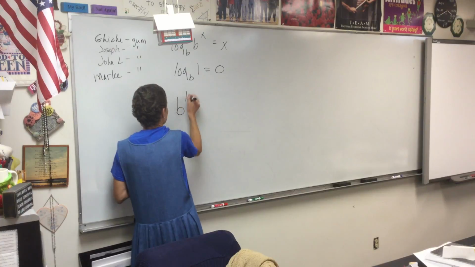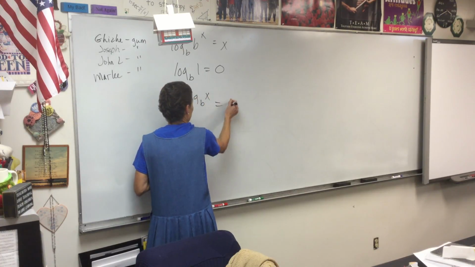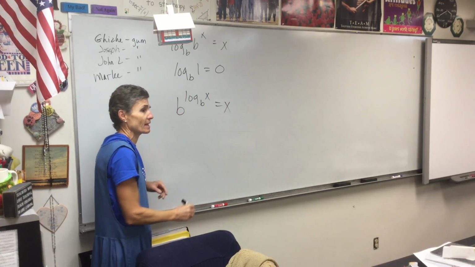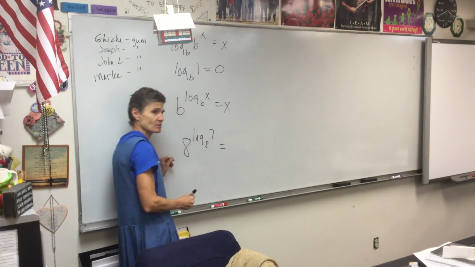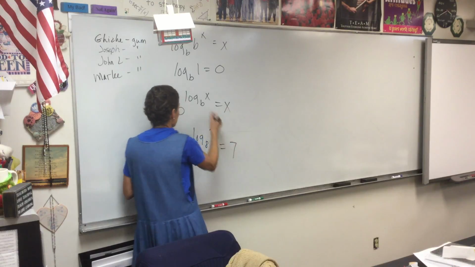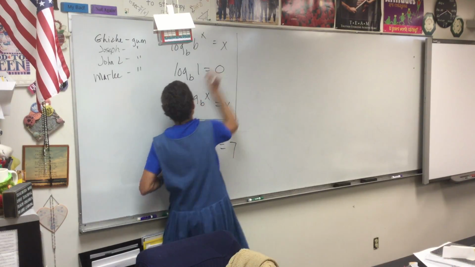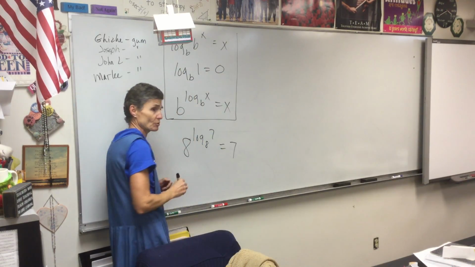I think I meant to write this one down. Did I write that one down? We talked about problems like that look like 8 to the log base 8 of 7, and the answer is 7. So that's another property. Those were really the 3 that we talked about yesterday.